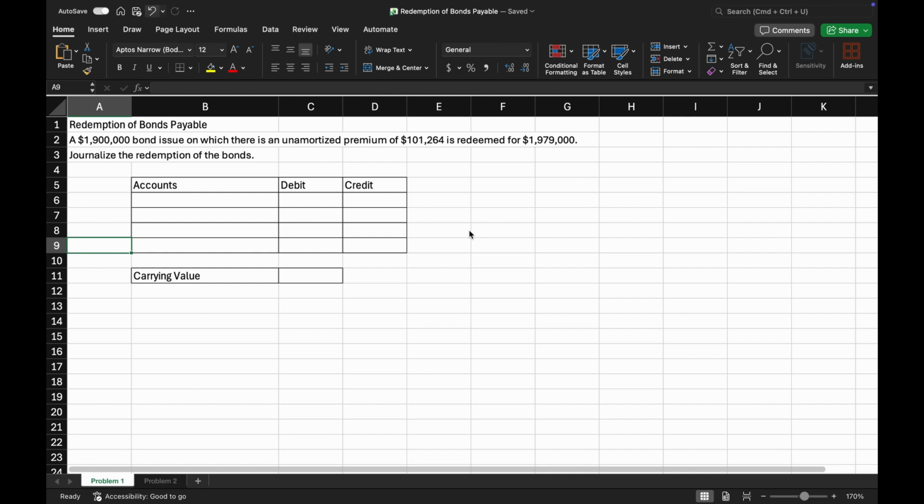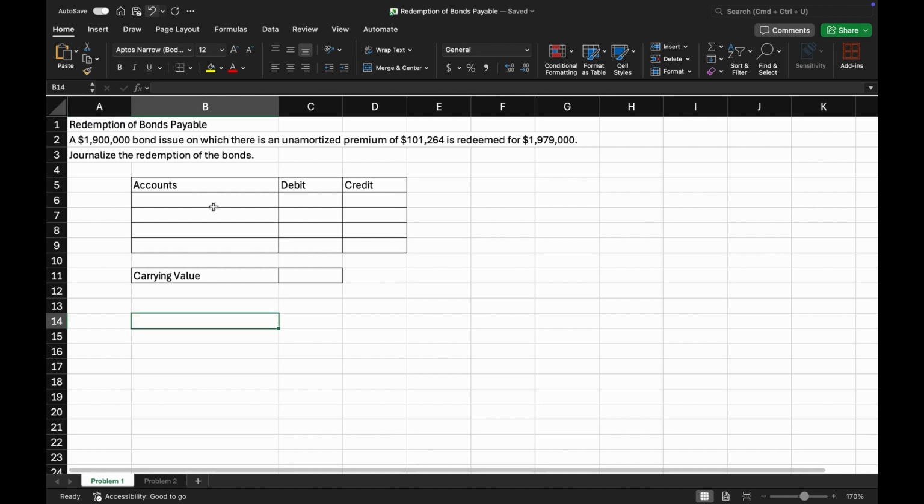Redeeming the bond just means the bond's principal amount is being repaid whenever the bond matures, when the issuer calls the bond, when the bond is converted, or when the bond is purchased. Alright, so now that we know what redeeming the bond is, let's get into the actual journal entry.